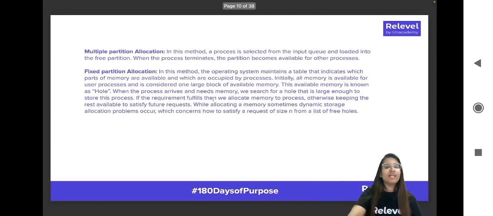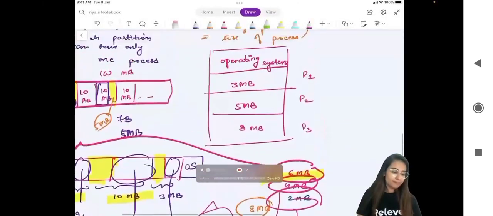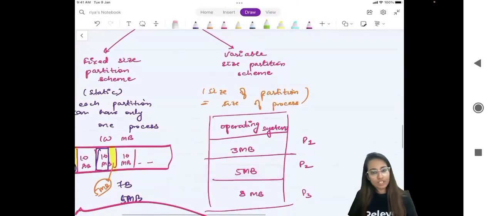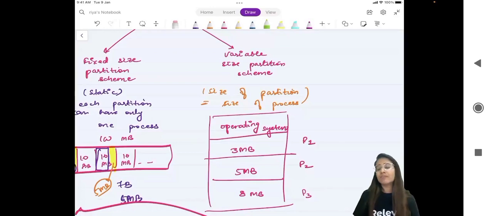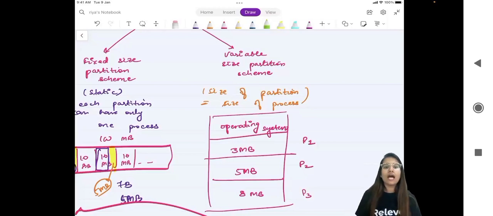And then we came up with the idea of multiple partition allocation, also known as variable size partition, where no size is pre-assigned to a partition. Whatever process comes, it just takes that much memory. The next process comes, it takes just the memory after that. Okay, and with this we conclude our discussion of continuous memory allocation.